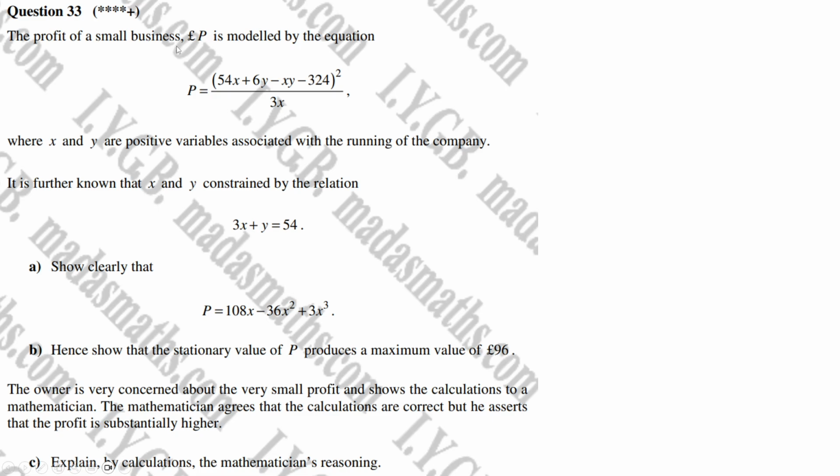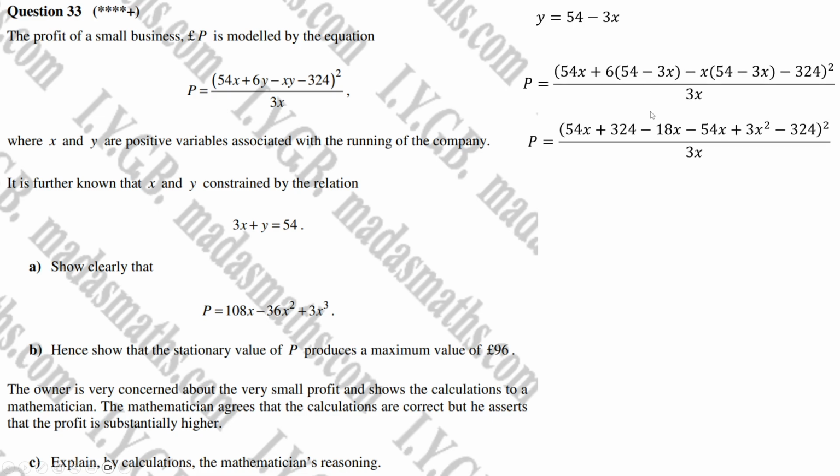The profit of a small business is modeled by this equation, where x and y are positive variables. Okay, that's going to be important for later. And it's also constrained by this. So what we need to do is, we'll rearrange for y here to get y equals 54 minus 3x, and we'll just shove that into there, wherever we see a y. You'll do that. You might want to use a calculator just to save time.